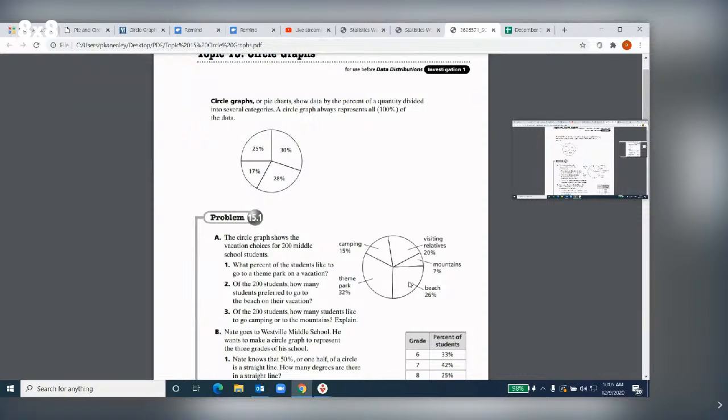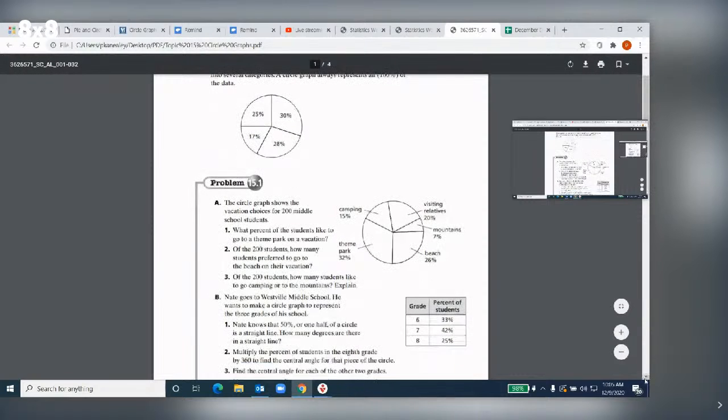Nate goes to Westville Middle School. He wants to make a circle graph to represent the 3 grades of his school. Nate knows that 50% or half the circle is a straight line. How many degrees are in a straight line? This one would be 180, and this goes back to our geometry, you guys. Sometimes with the graph there might be another function involved, and this one's got a little geometry in it. When we did circles, we did lines, angles, things like that.